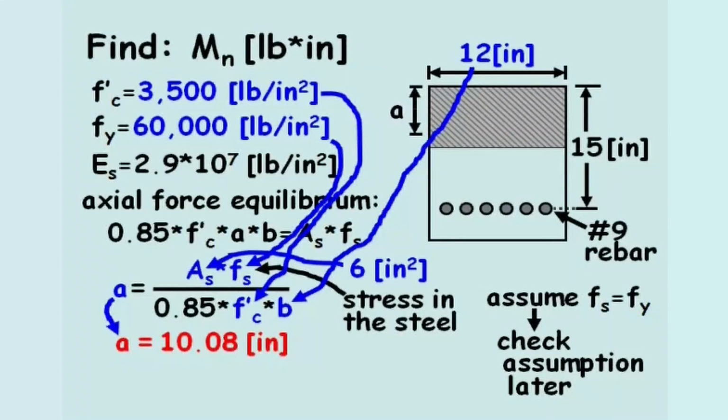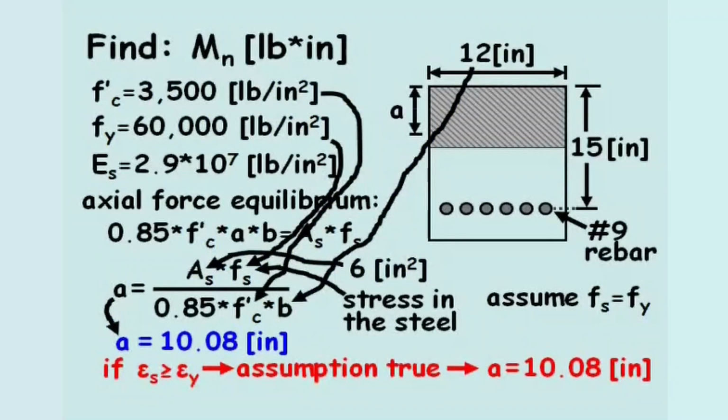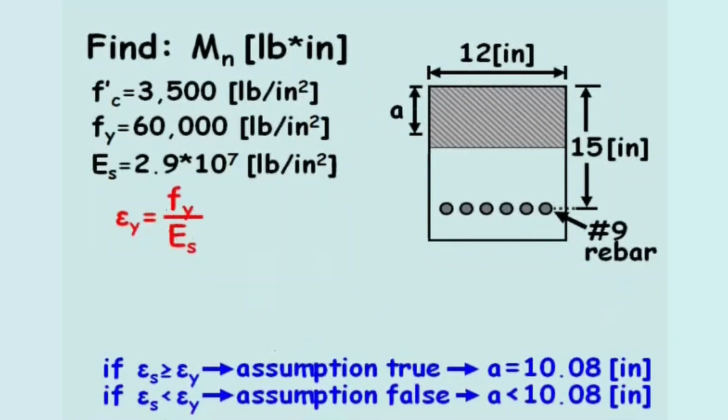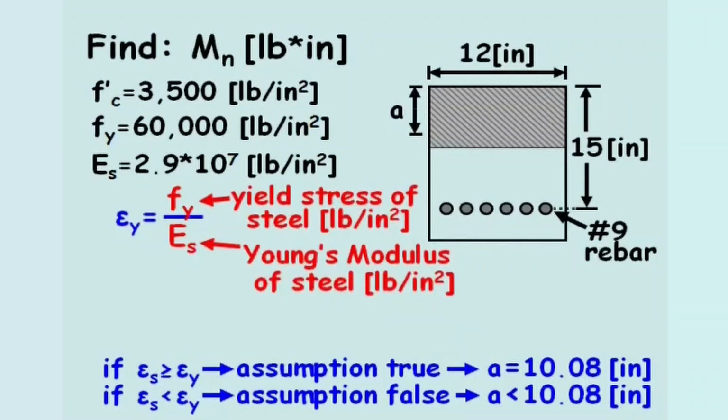Now we'll check our assumption that the steel yields. If the strain in the steel is at least the yield strain of the steel, our assumption is true and A equals 10.08 inches. If the strain in the steel is less than the yield strain in the steel, our assumption is false and A needs to be recalculated. The yield strain in the steel equals the yield stress in the steel, Fy, divided by the Young's modulus of the steel, Es. Since both of these values are provided, we compute the yield strain in the steel to equal 2.07 times 10 to the negative 3.